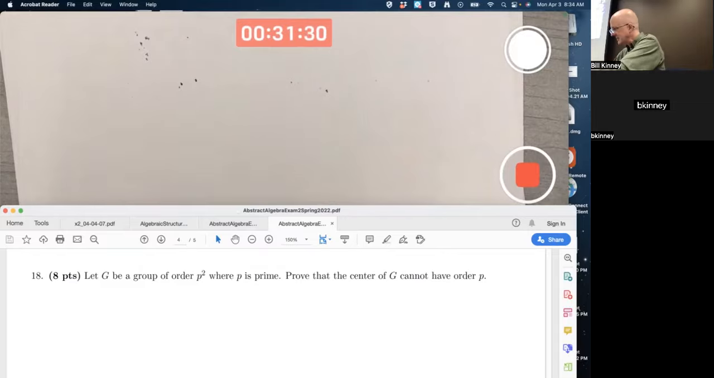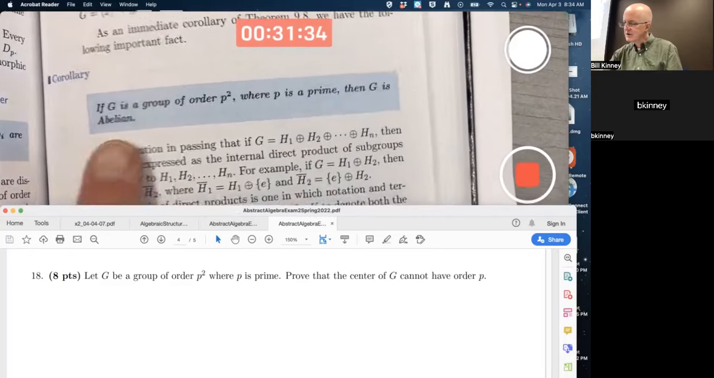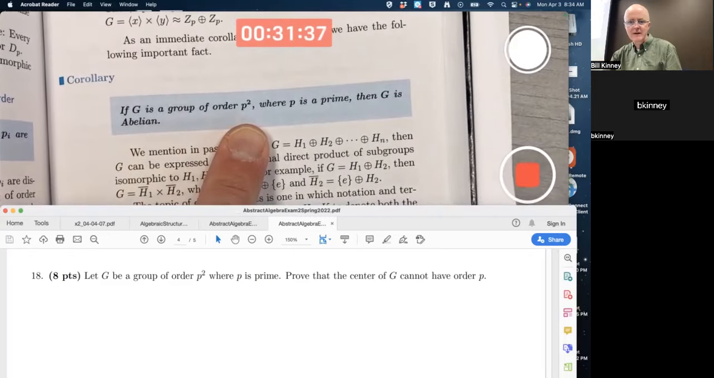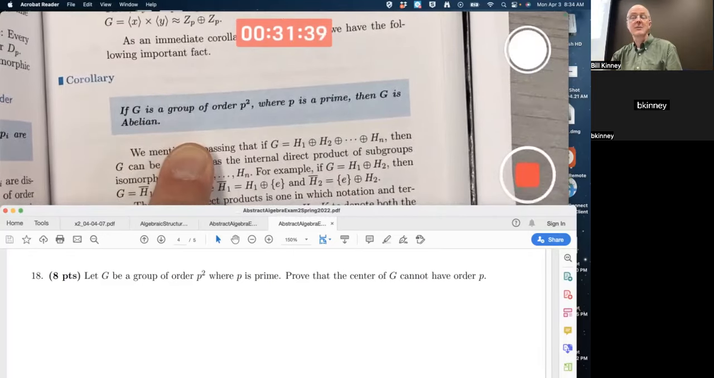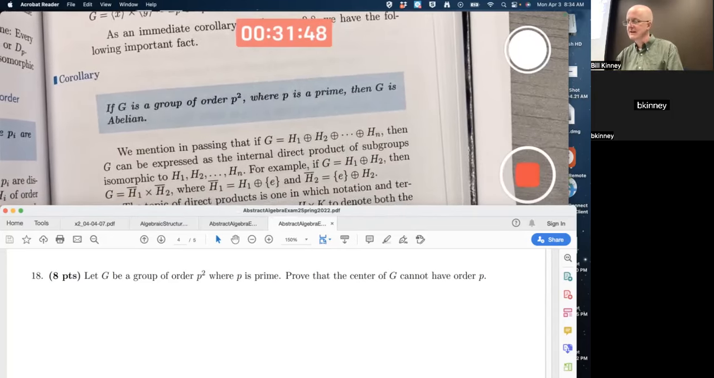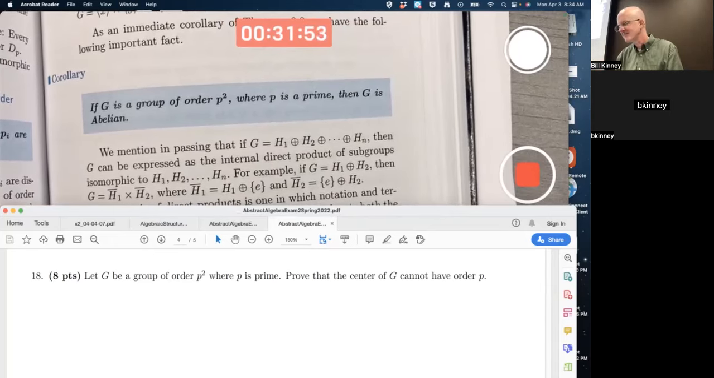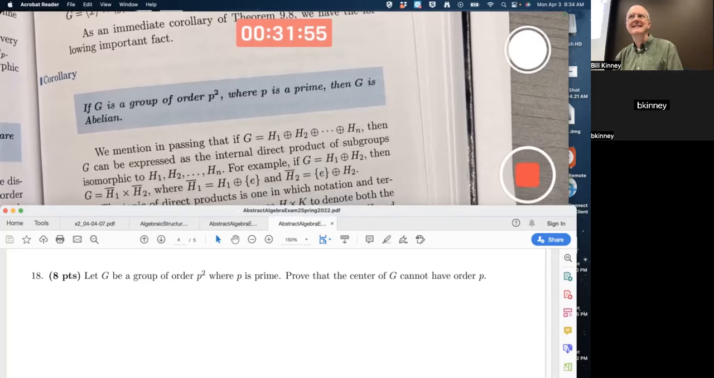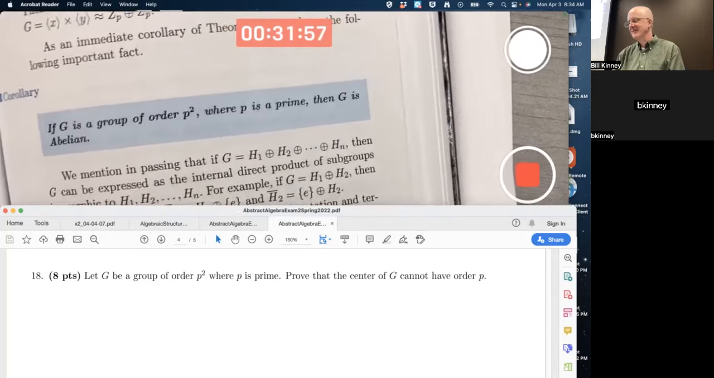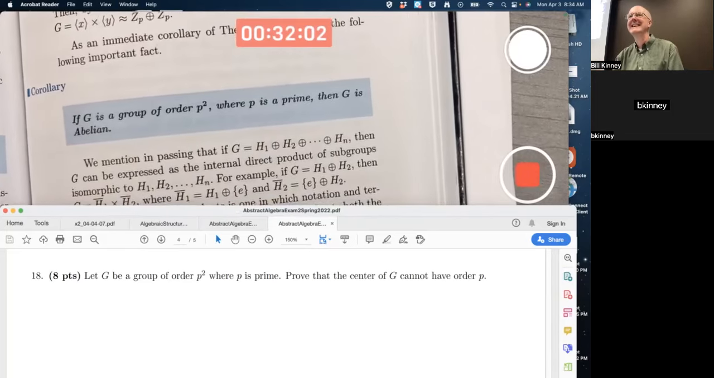Yep, that's certainly something that could be used. If G is a group of order P squared where P is prime, then G is abelian, so the center must be all of G, so it can't have order P. That's certainly the most direct proof. Can you just quote corollaries like that? Yeah, you can. You could say we have a corollary that says this.